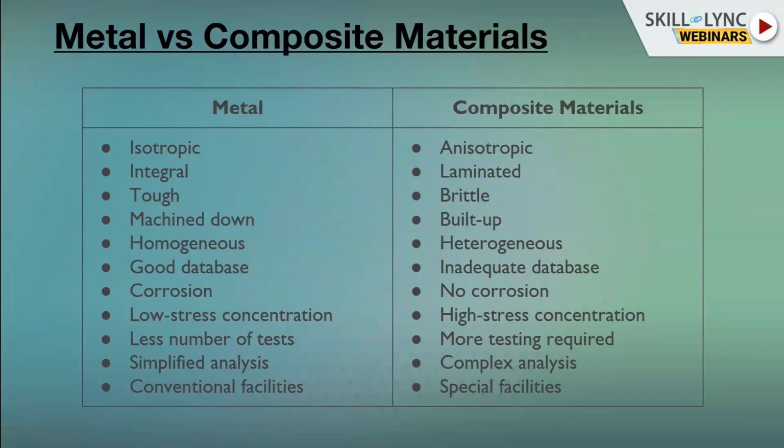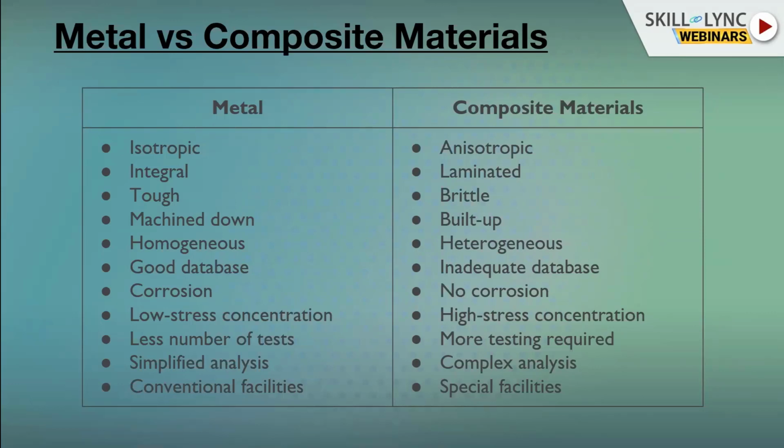So basically metals are isotropic material. They have the same mechanical properties in all three directions, whereas composites are anisotropic. They have different mechanical properties in different directions. The other thing is metals are integral, whereas composites are laminated. What laminated means is they are being built up one ply at a time. So you laminate one ply over the other, and that's how the composite materials are built up.